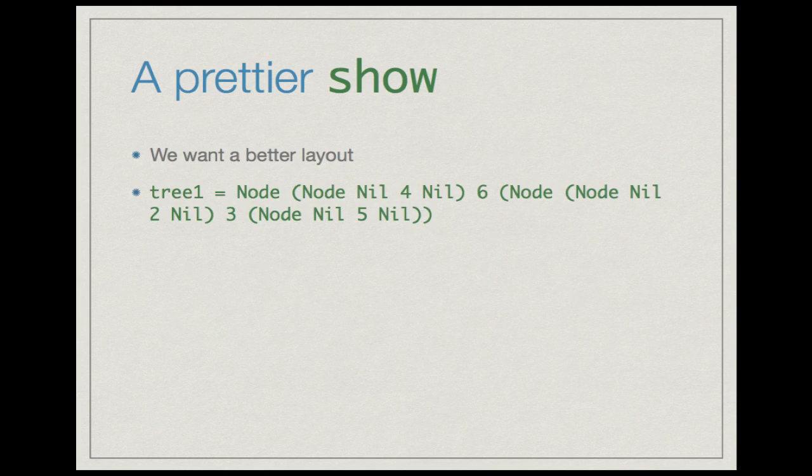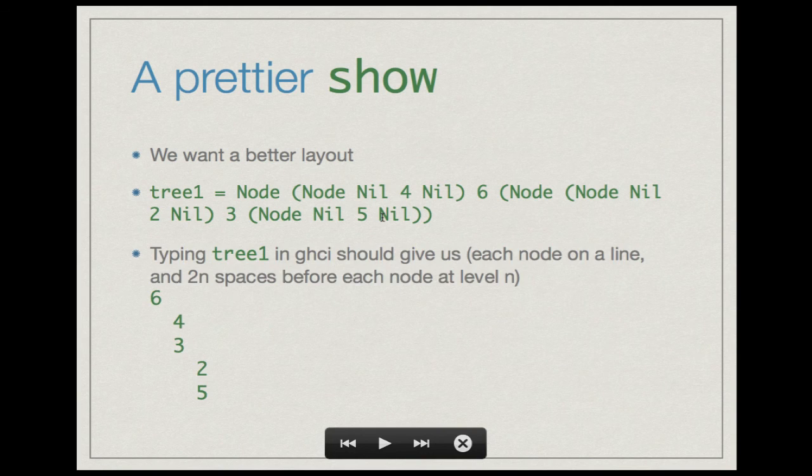We might want a prettier show with a better layout. For instance, suppose we define tree1 to be this tree, node with root 6 and left subtree consisting of a single node 4 and right subtree consisting of root 3 with left child 2 and right child 5. Then typing tree1 in GHCi should give us this. This is the desired behavior that we want.